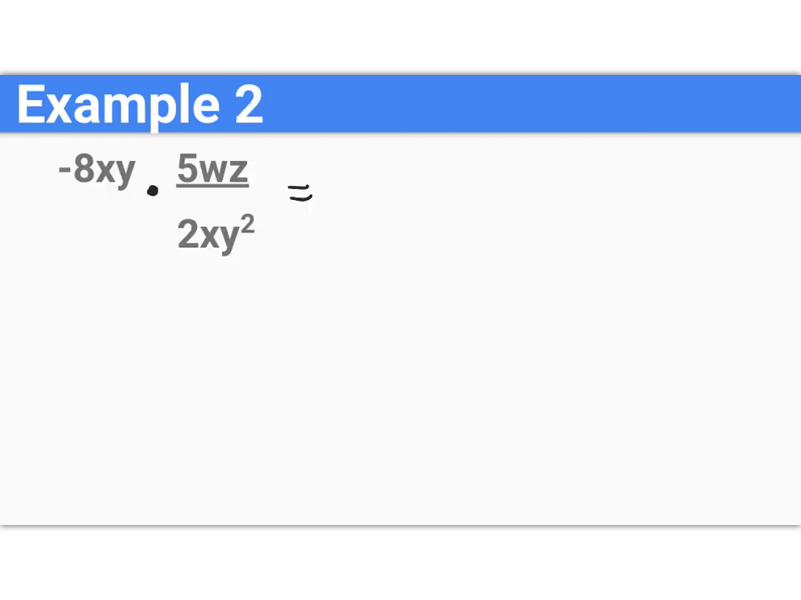Again, when you have a whole number, remember, all whole numbers or terms can be put over 1, because anything divided by 1 is itself. So let's multiply. Let's do the numbers first. Negative 8 times 5. Then you go in alphabetical order: T, U, V, W. So W times X times Y times Z. This is the top divvied out. Then 2 times X times Y times Y, so Y squared is Y times Y.